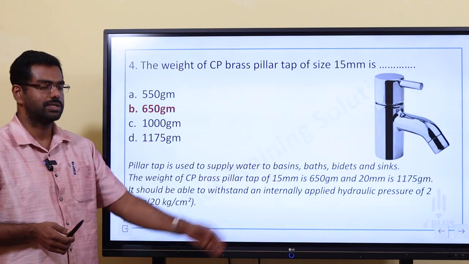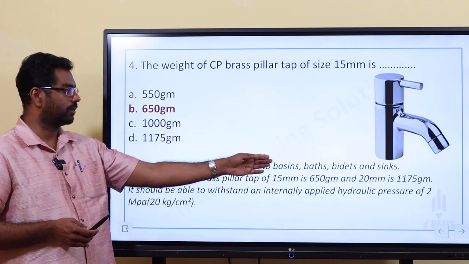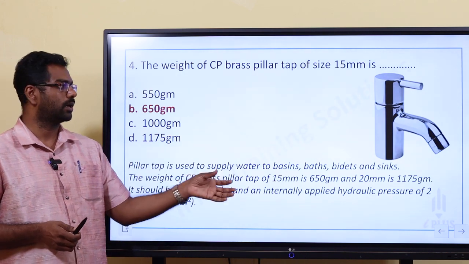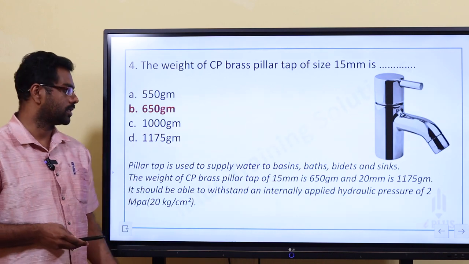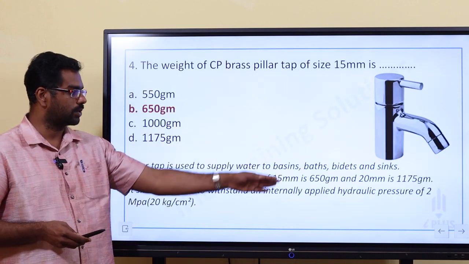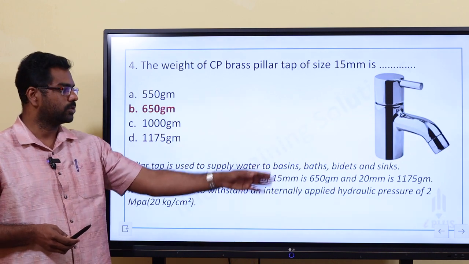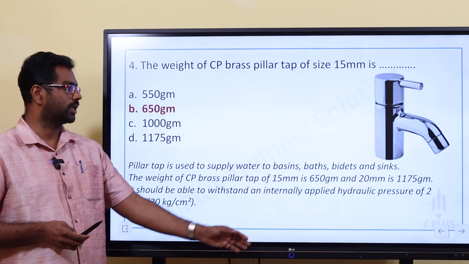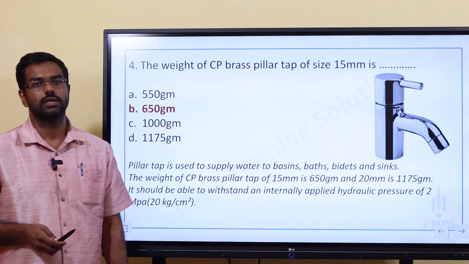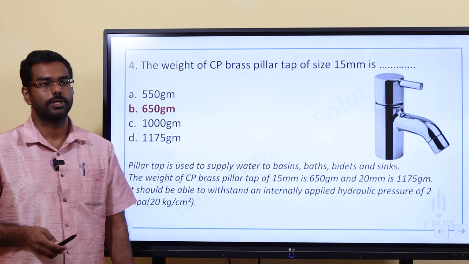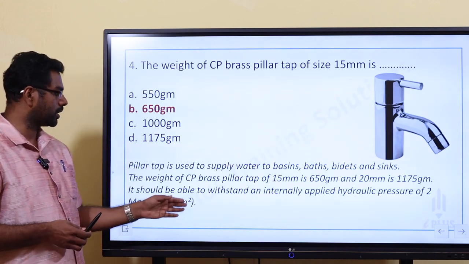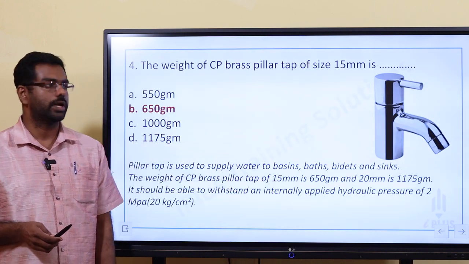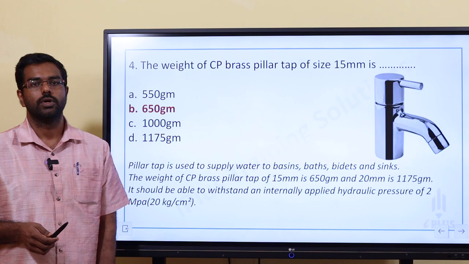650 grams. Pillar taps are generally used for water supply to wash basin, bathtub, bidet, sink, water connection outlet. The sizes are 15 mm and 20 mm diameter. The 15 mm size weighs 650 grams, and the 20 mm size weighs 1175 grams. Then the pillar tap material should be able to withstand an internally applied hydraulic pressure of 2 MPa.